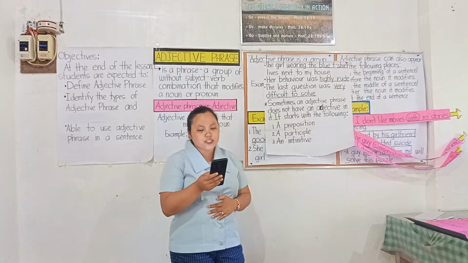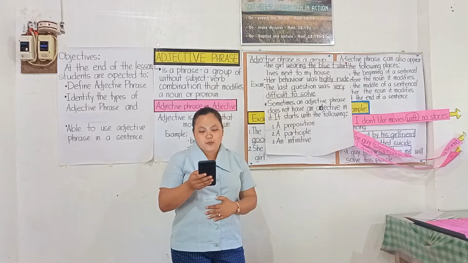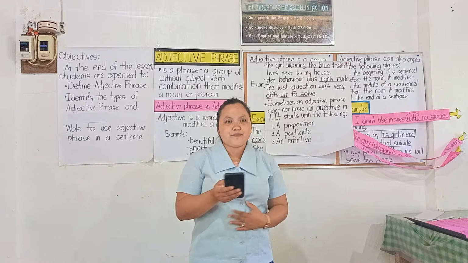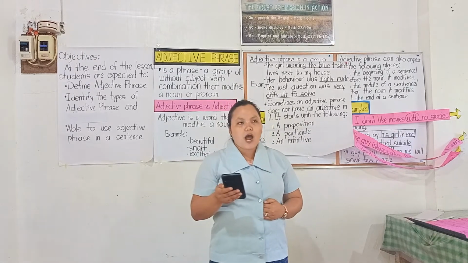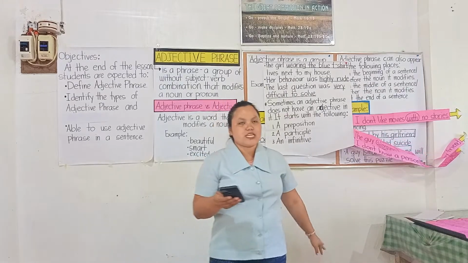Okay, let's move on to an adjective phrase starting with a participle. So what is a participle, class? Okay, a participle is a word that is formed from a verb, which works as an adjective.